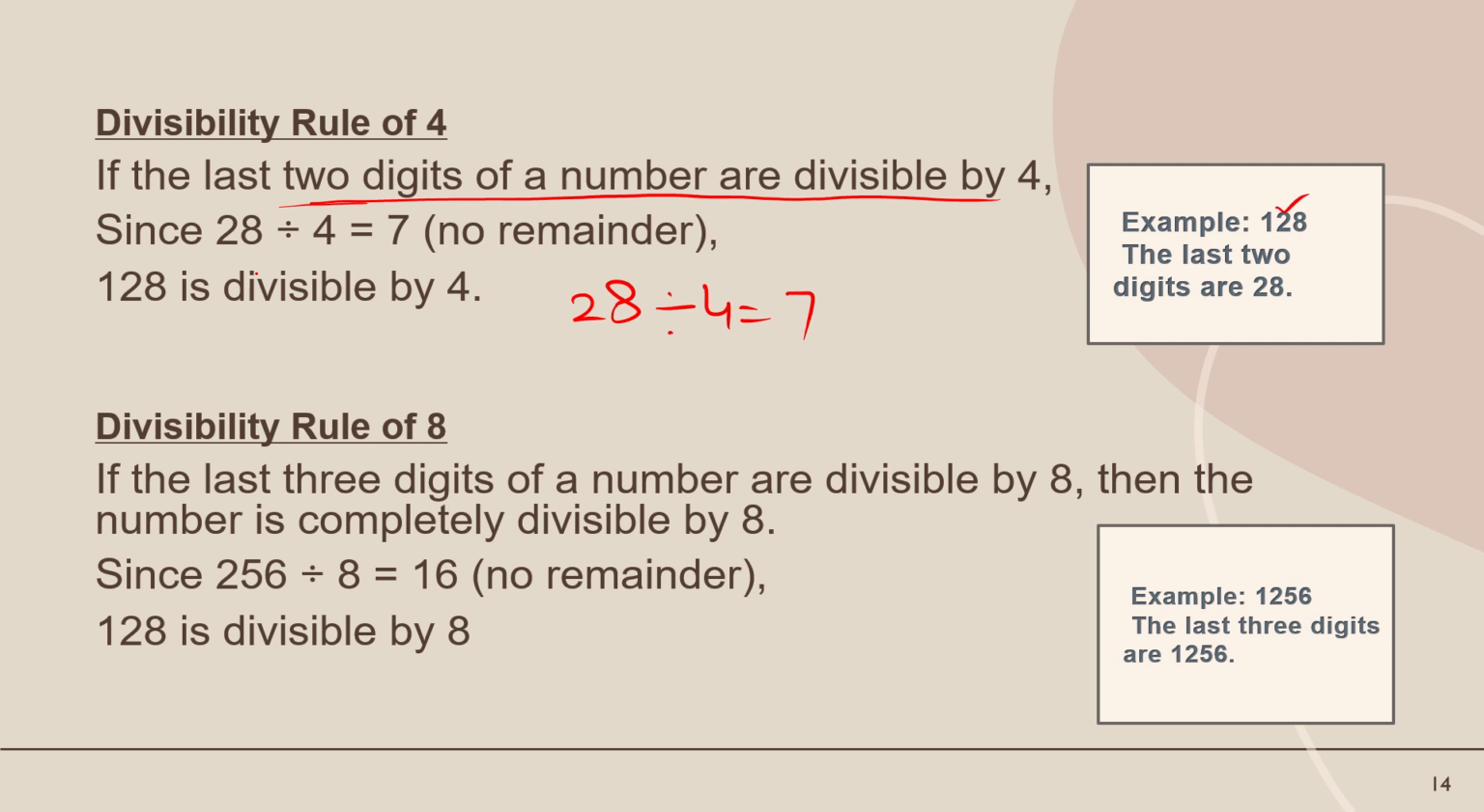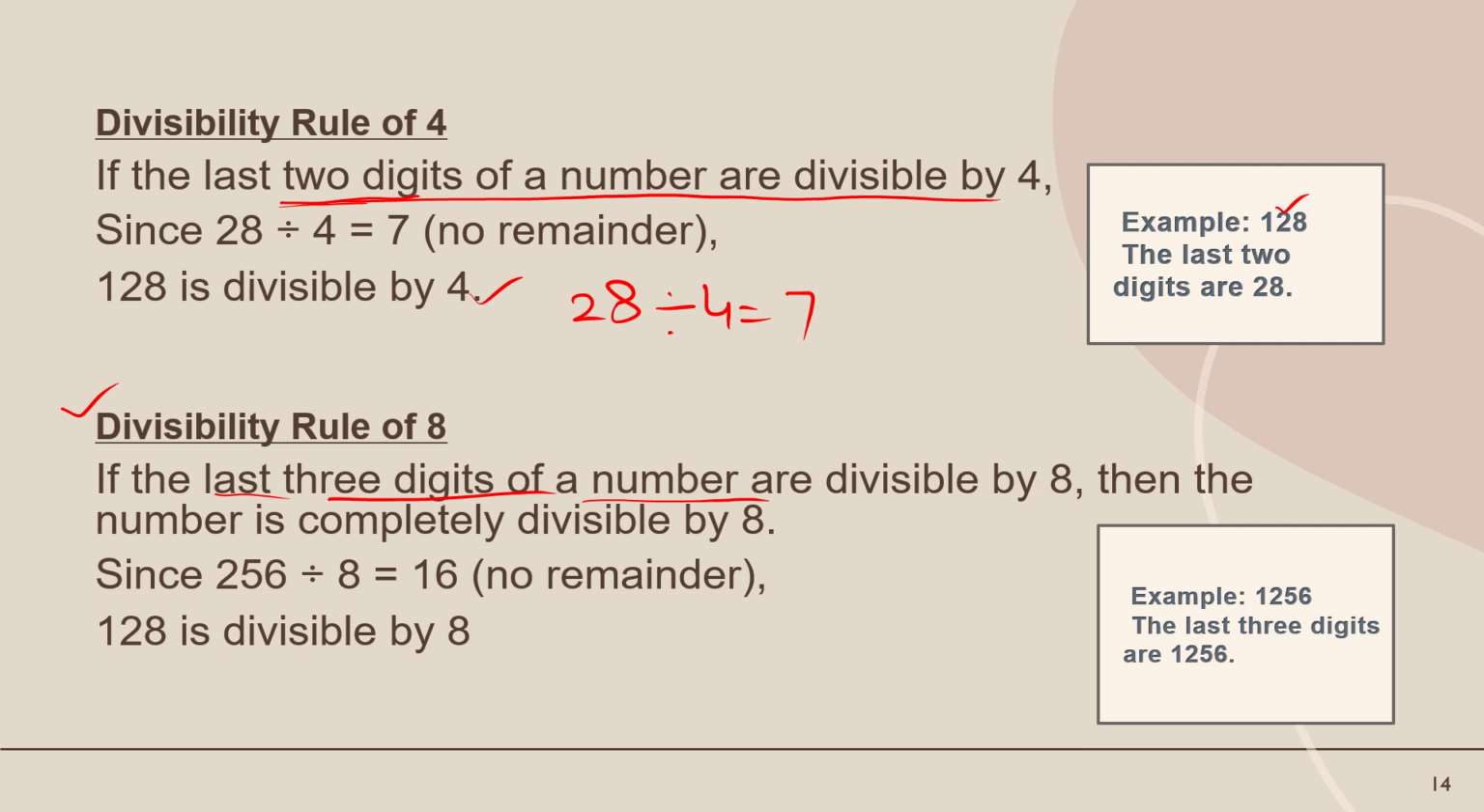So 128 is divisible by 4. So the condition is that the last two digits of the number are divisible by 4. Okay, now for 8, the last three digits. For 4, only the last two digits should be divisible by 4.